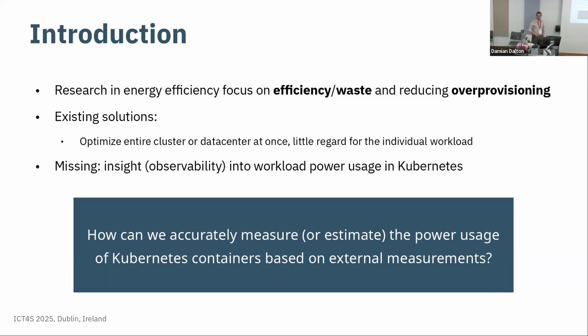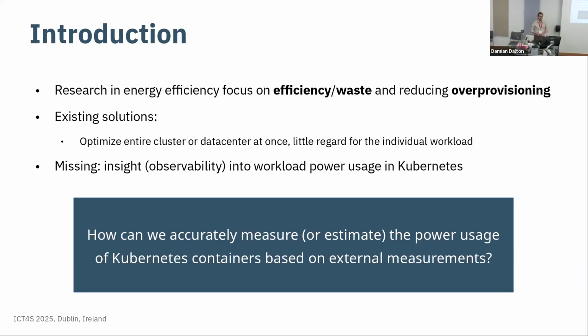In existing research, we look a lot at energy efficiency, waste of energy in data centers. We look at over provisioning in cloud solutions. We look at all kinds of stuff to optimize energy usage as much as possible for data centers, for Kubernetes clusters, for virtual machines, basically any system you can think of. Most of these existing solutions optimize entire clusters or data centers at once, because you can target a huge amount of applications with a single change.